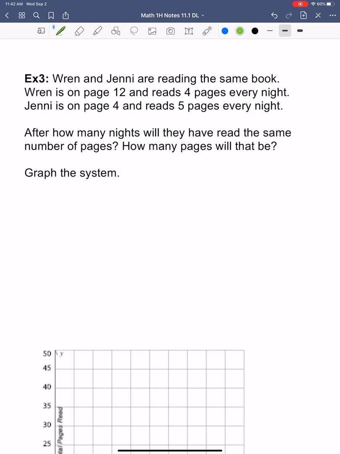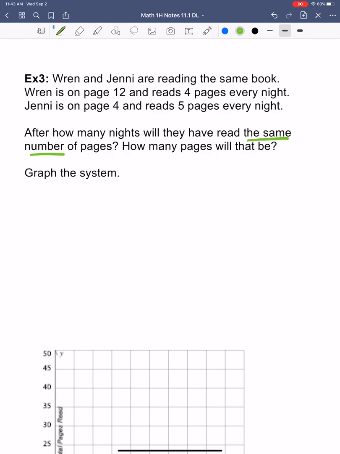All right, and we'll finish this one up here. It says Ren and Jenny are reading the same book. Ren is on page 12 and reads 4 pages every night. Jenny is on page 4 and reads 5 pages every night. After how many nights will they have read the same number of pages? So when have they read the same number of pages?